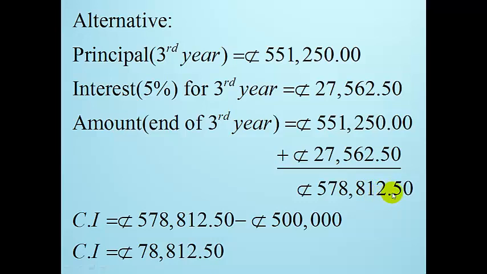And the answer is 578,812 cedis, 50 pesos. So if you want to find the compound interest, then you have to subtract the initial principal, that is the amount that was invested, that is the 500,000. You have to subtract it from the amount at the end of the third year, that is 578,812 cedis, 50 pesos. And so the compound interest is equal to 578,812 cedis, 50 pesos minus 500,000, and the compound interest is equal to 78,812 cedis, 50 pesos.